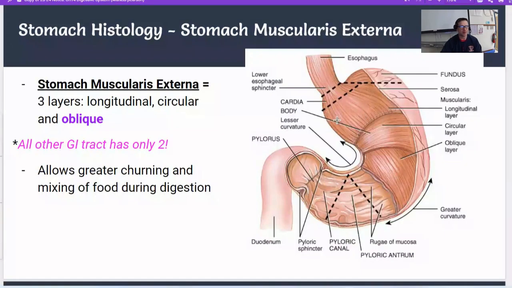And I already went over this, but it's not going to hurt to do it one more time. Remember, there are 3 layers in the muscularis layer of the stomach. We've got longitudinal, which goes basically the same direction as the food. Circular goes around the stomach. And then the 3rd layer is the oblique, which goes at a diagonal path. And remember, all the other parts of the GI gastrointestinal tract only have 2. So that's one difference between the stomach and the rest of the GI tract.